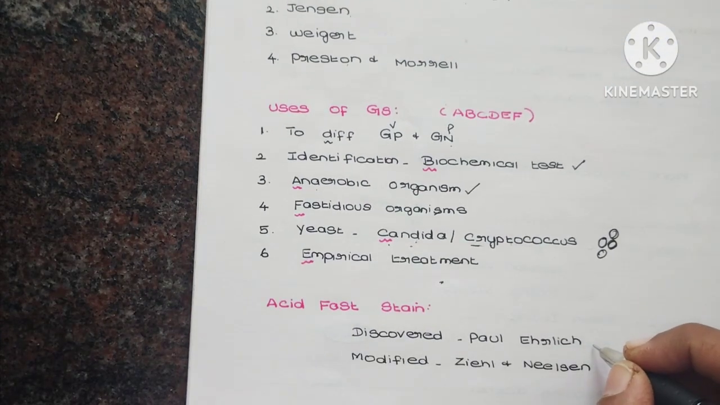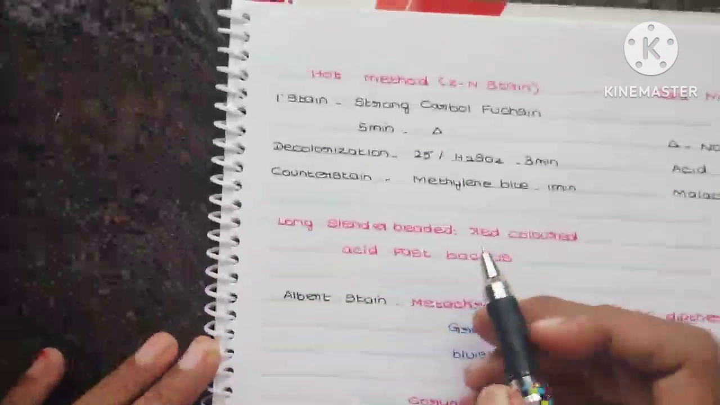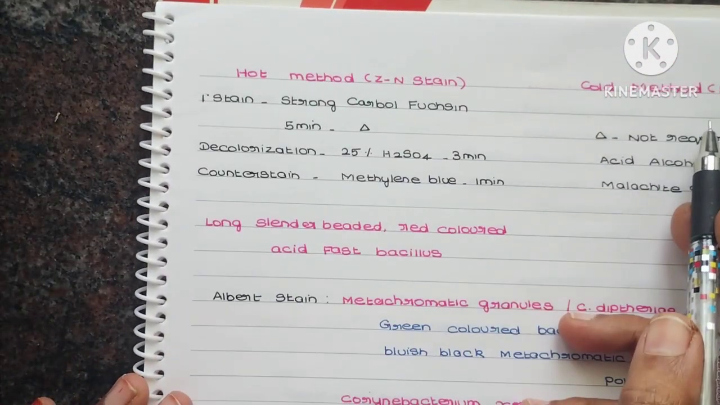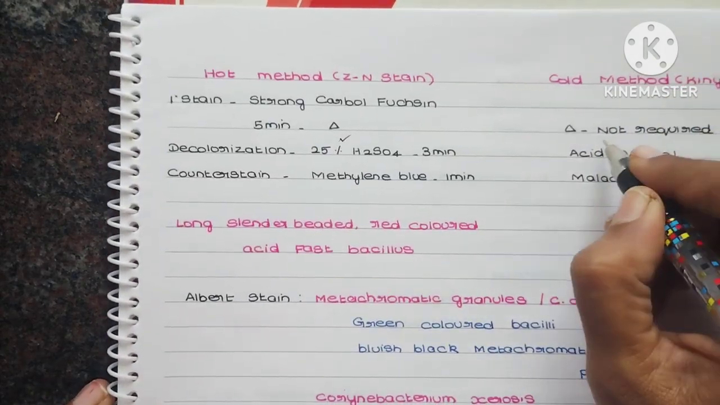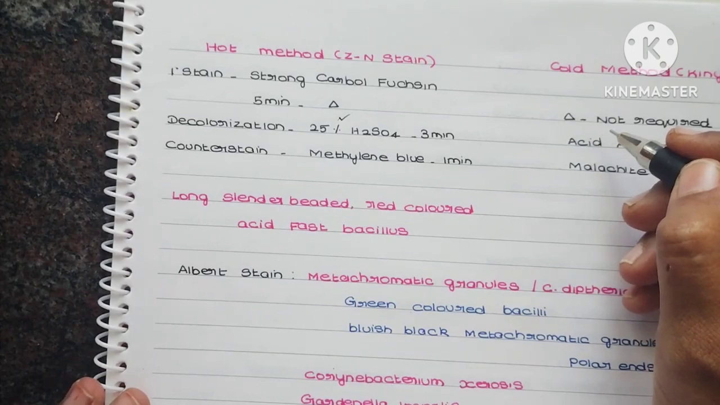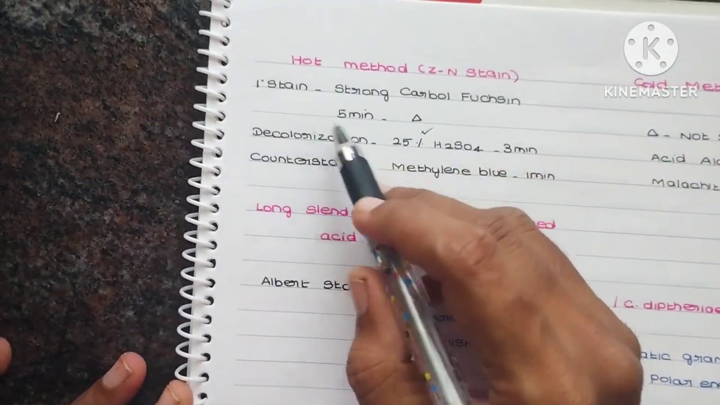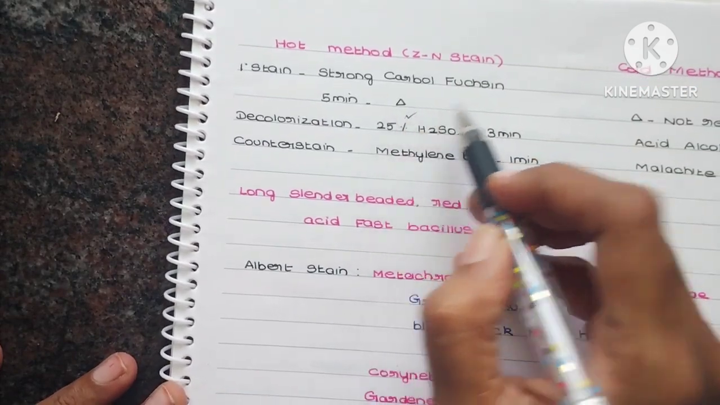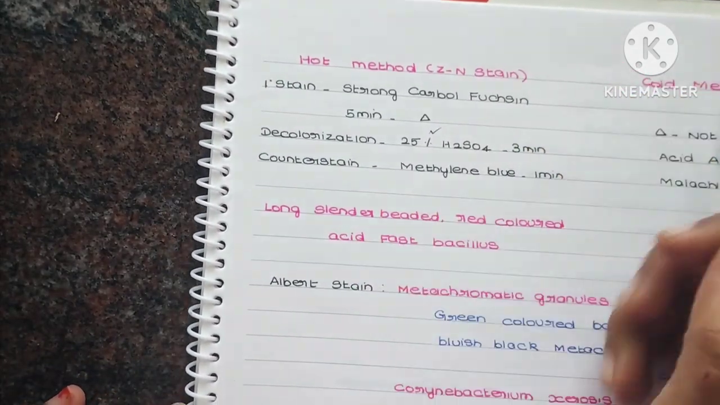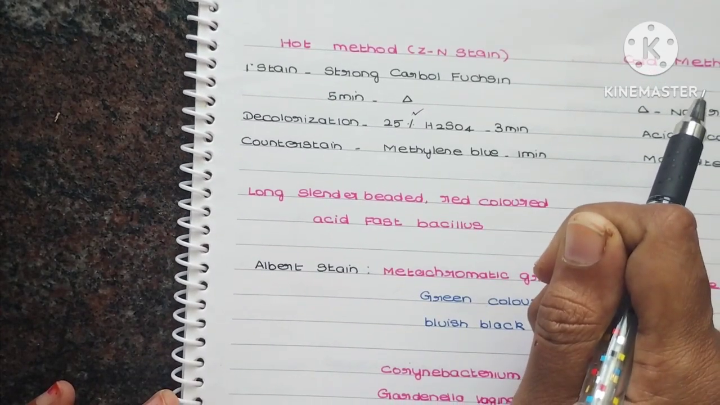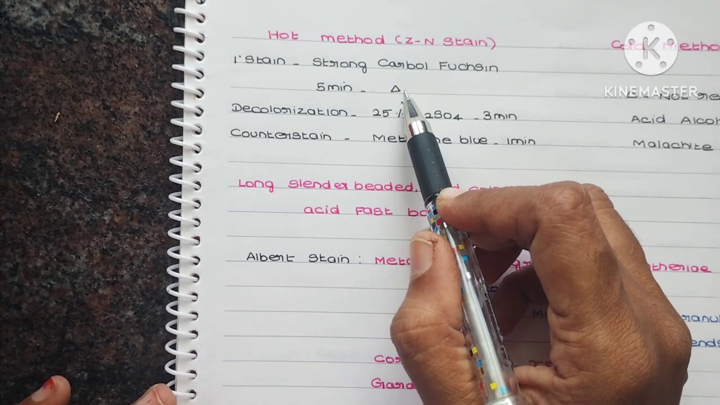It was discovered by Paul Ehrlich and modified by Ziehl-Neelsen. Here there are two methods, one is the hot and the other is the cold method. In the hot method, heating is required; in the cold method, heating is not required. In the hot method, the primary stain is strong carbol fuchsin. Just remember the procedure. You will be adding carbol fuchsin and heating it for 5 minutes, until the fumes appear.